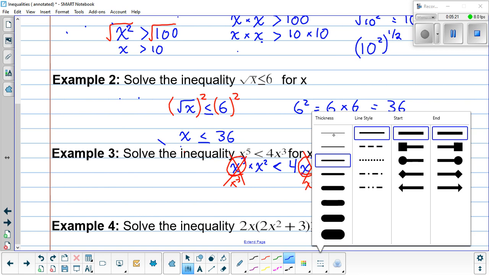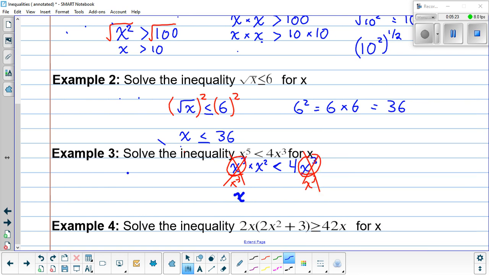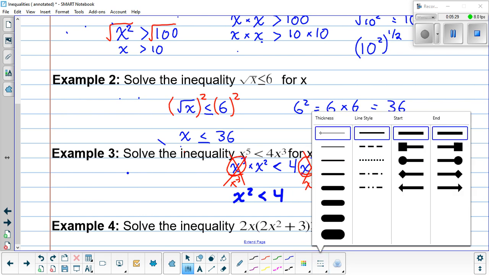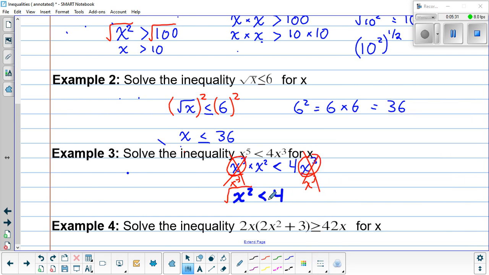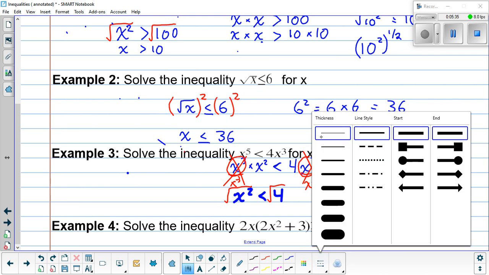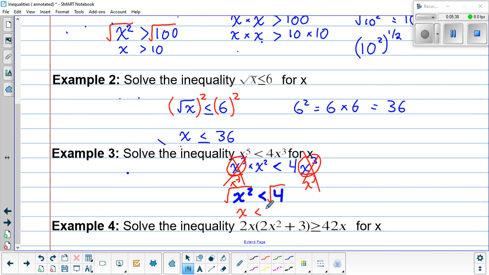So what are we actually left with then? We're left with x squared is less than 4. And the opposite to squaring is square rooting. So we have to square root 4, which gives us an answer of x is less than 2.